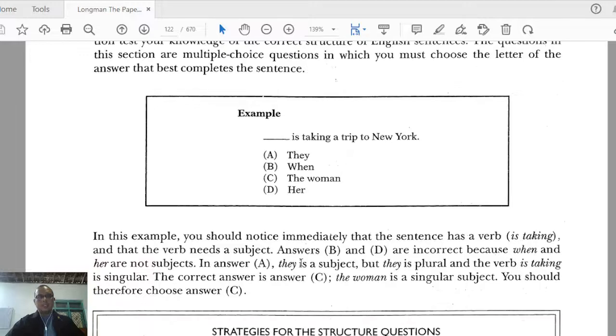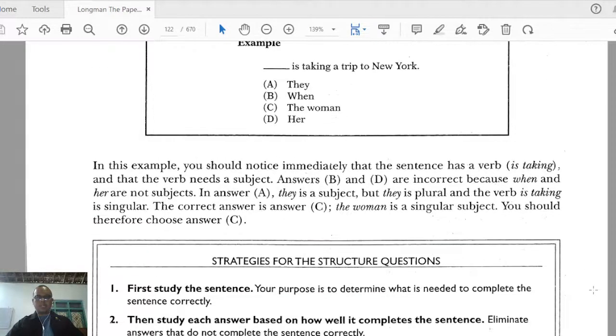So in this example, you should notice immediately that the sentence has a verb, is taking, and that the verb needs a subject. Answers B and D are incorrect because when and her are not subjects. In answer A, they is a subject, but they is plural and the verb is taking is singular. The correct answer is C. The woman is a singular subject. You should therefore choose answer C.